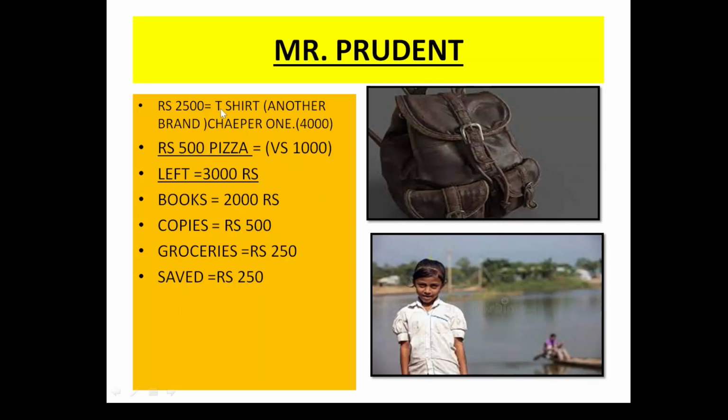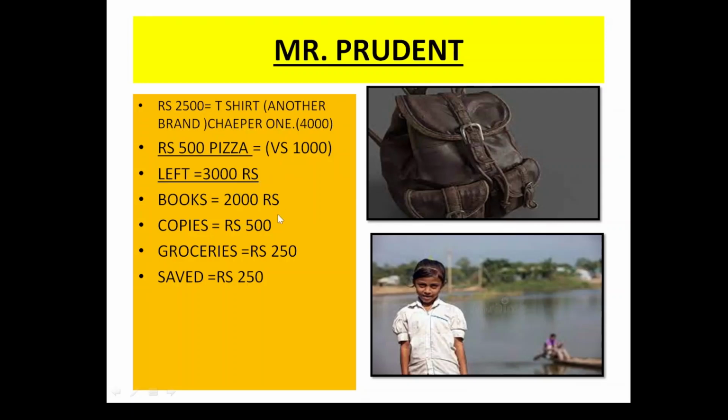And if we compare Mr. Prudent with Mr. Extravagant, Mr. Extravagant had bought a very expensive t-shirt costing rupees 4,000. He also ate a pizza of rupees 1,000, but Mr. Prudent ate a pizza of rupees 500 and bought a cheaper t-shirt of rupees 2,500. Now, Mr. Prudent has only rupees 2,000 cash in hand to spend.